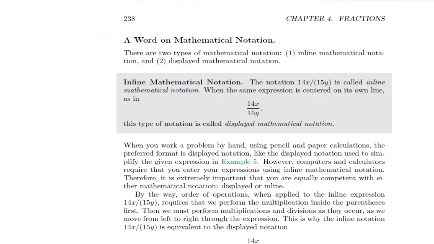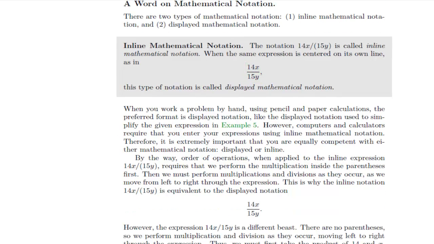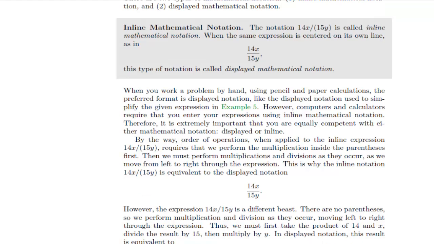A word on mathematical notation. There are 2 types of mathematical notation, 1 inline mathematical notation and 2 displayed mathematical notation. Inline mathematical notation. The notation is called inline mathematical notation. When the same expression is centered on its own line, this type of notation is called displayed mathematical notation. When you work a problem by hand using pencil and paper calculations, a preferred format is displayed notation, like the displayed notation used to simplify the given expression in example 5. However, computers and calculators require that you enter your expression using inline mathematical notation. Therefore, it is extremely important that you are equally competent with either mathematical notation, displayed or inline.